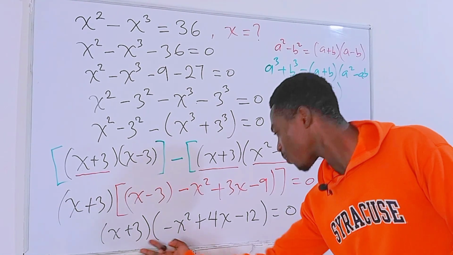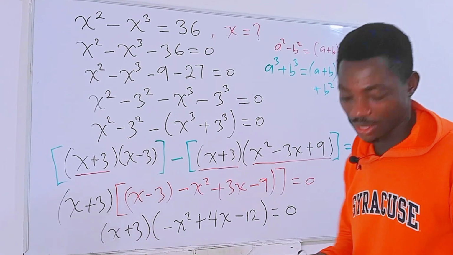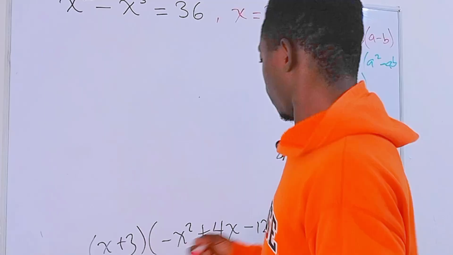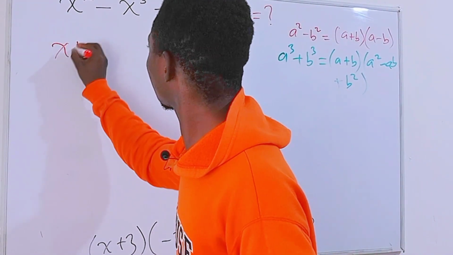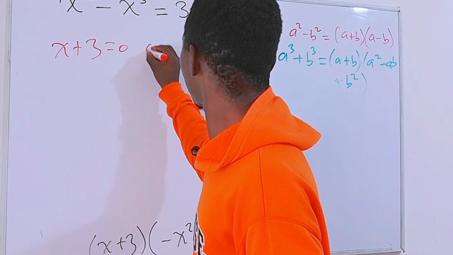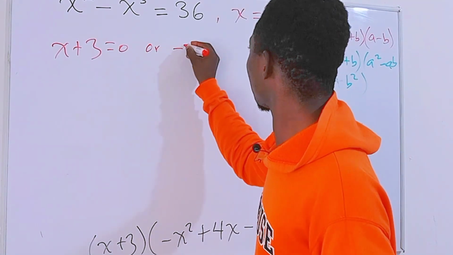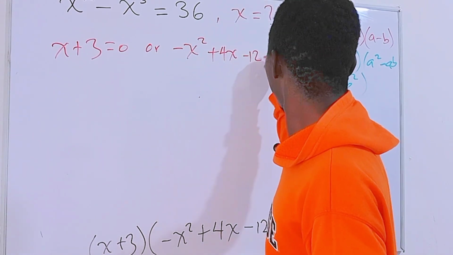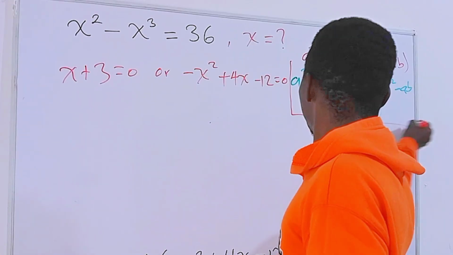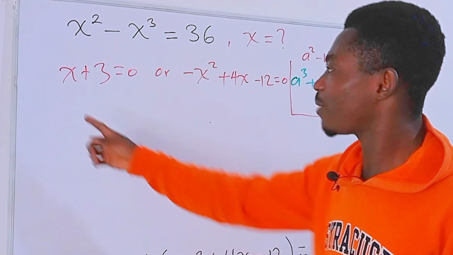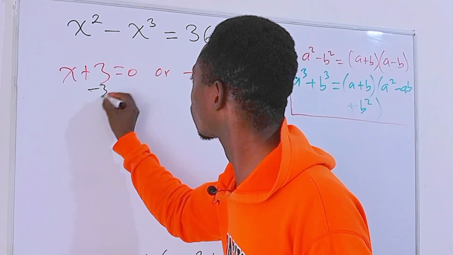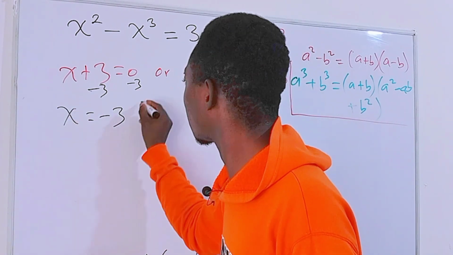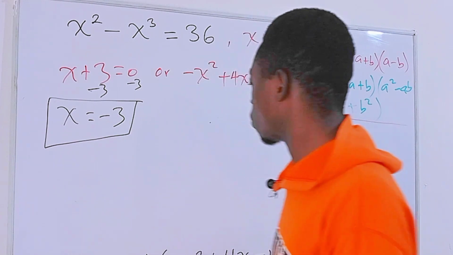Interesting. Product of two factors is equal to 0. Actually, we can form two equations out of this. The first equation is going to be x plus 3 is equal to 0, or the second equation is going to be negative x to the second power plus 4x minus 12 is 0. Just like that. Now, to get a value of x from this one, let's go ahead and then subtract 3 from each side so that we get x is equal to negative 3 as one of the solutions.